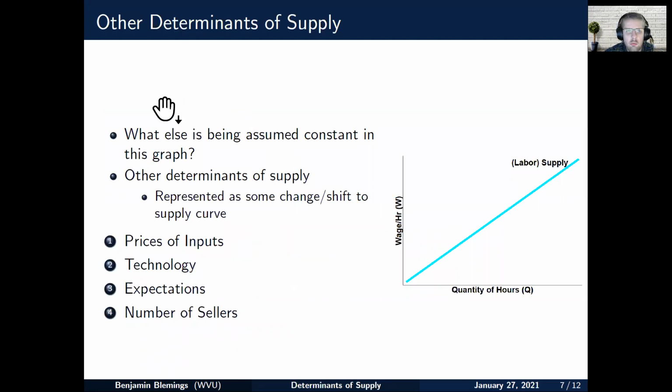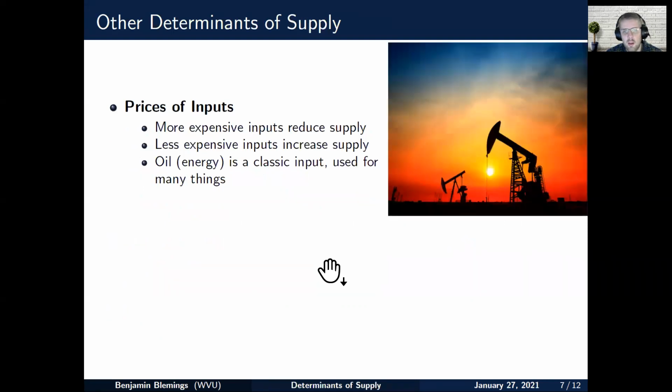So there are some other determinants of supply that are modeled along this curve as well. As these change, they'll be represented as some change or shift to the supply curve. And those four things that we think about in this canonical supply and demand model are prices of inputs, technology, expectations, and number of sellers. I'm going to talk about each of those briefly.